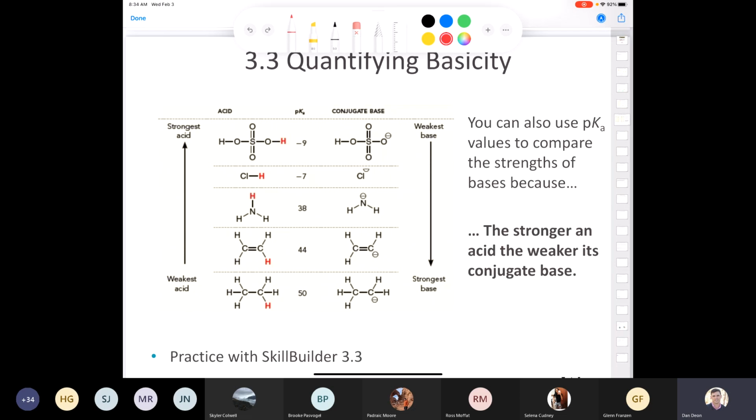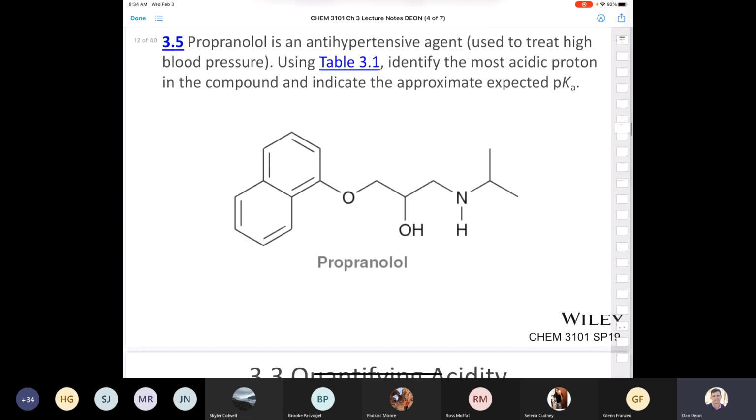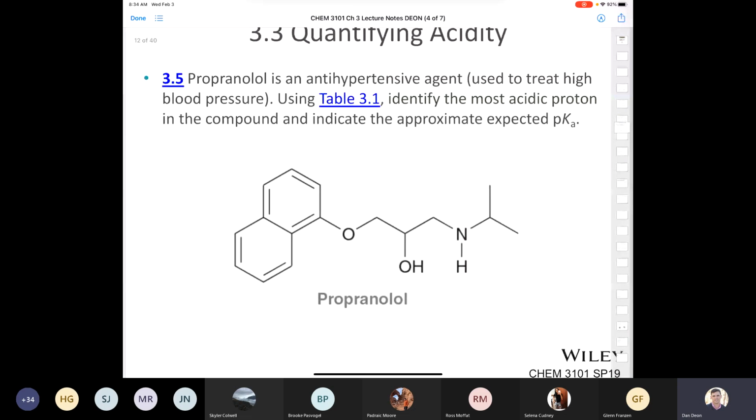Well, let's switch gears and try a practice problem. Is that switching gears? Not really. Let's take a look at a practice problem. This is propranolol. It's an antihypertensive. It says, using the table, identify the most acidic proton in the compound and indicate the approximate expected pKa.